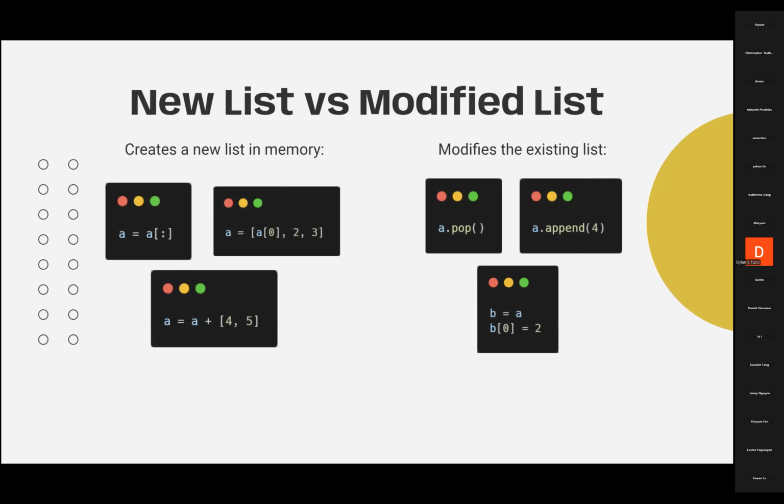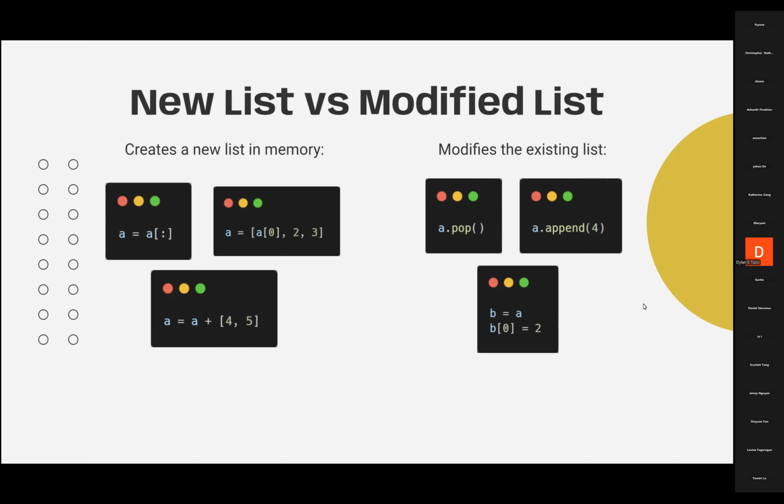And for the third one, B equal to A, and then B[0] equal to 2, it just changed the index 0 of the list to 2, but without creating a new list. Any question about this? I think this is pretty important.